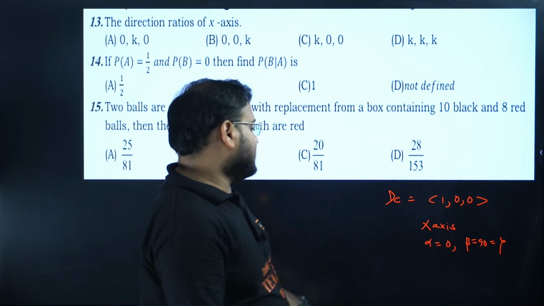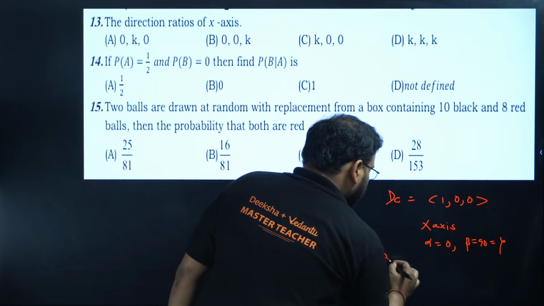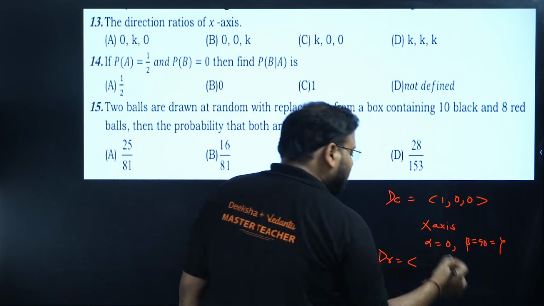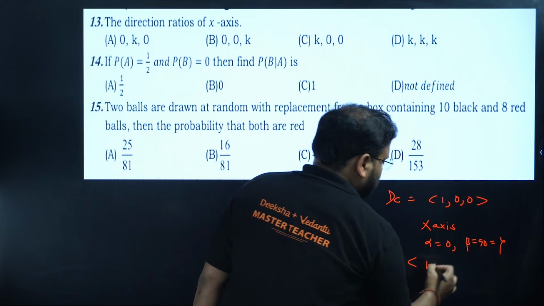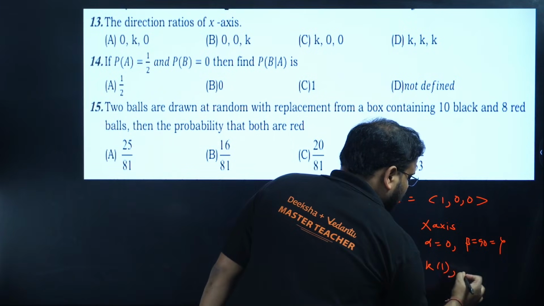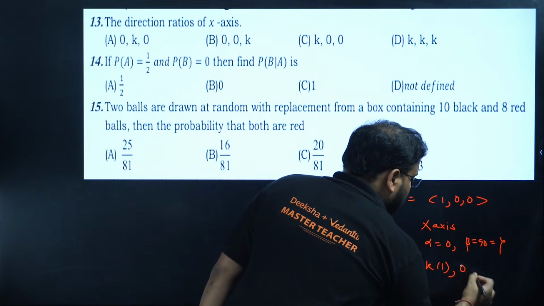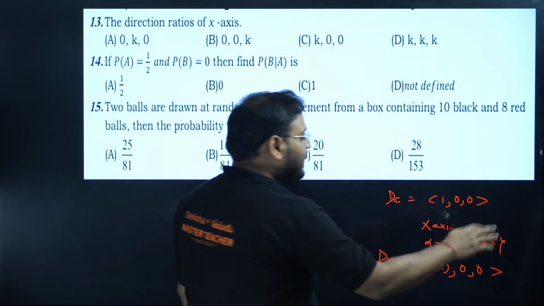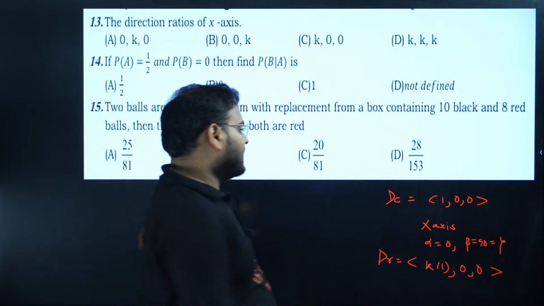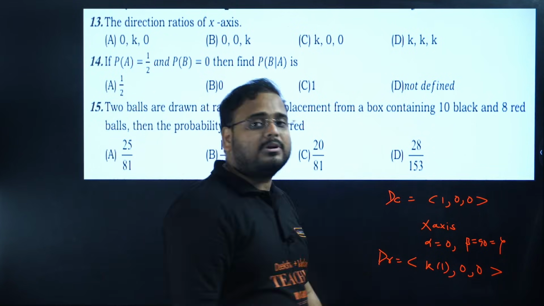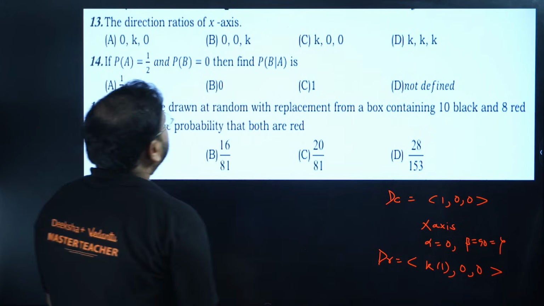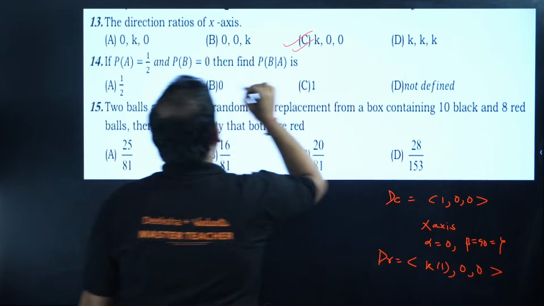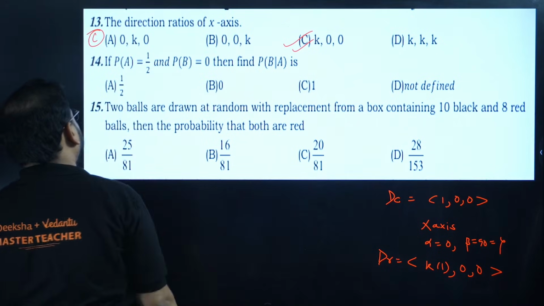This is my DCs. What is DR, sir? DR is nothing but a constant lambda or a constant k times the DC's value. So k into 1 is k, k into 0 is 0, k into 0 is again 0. So multiply k to the DCs, which are l, m, n, and you'll get DRs. So DR will become k, 0, 0. Option is C. 14th one.